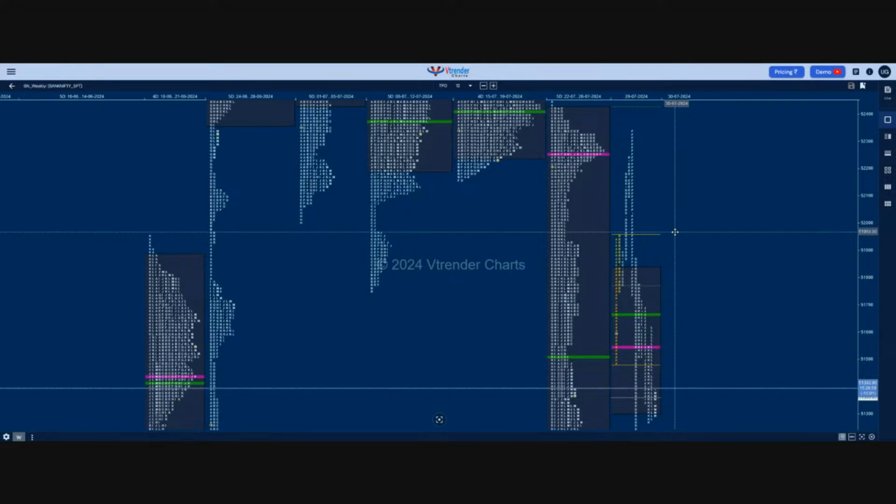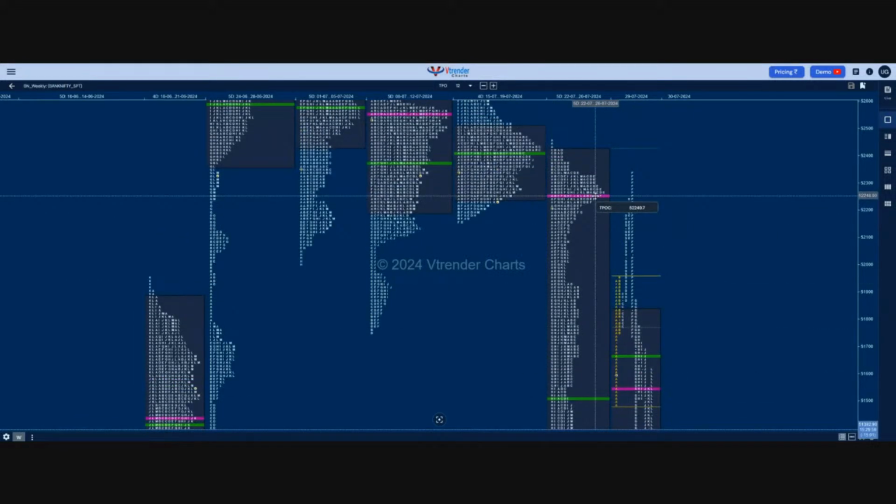So as you can see how we tested, we hit this weekly POC from last week, 52249, but have left a responsive selling tail. So this is nothing but rejection. Once we are rejecting this, it is clearly telling us that the direction has now changed to the downside.